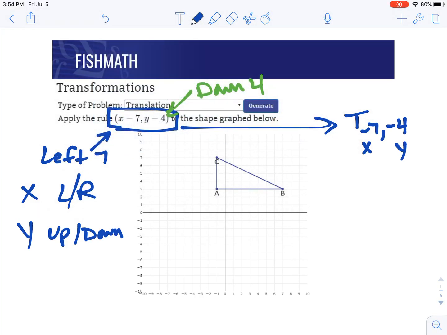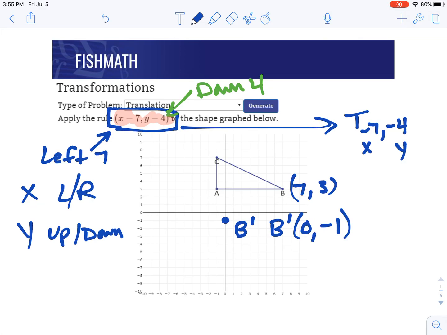So you could use the coordinates themselves, or you could do it all in the grid. Doesn't really matter. If I look at B here, B is at 7, 3. So I could just take those coordinates and subtract 7 from the x and subtract 4 from the y, just applying that rule that we're given for the transformation. So the new point, B prime, would be 7 taken away from 7 would be 0, and then 3 minus 4 would be negative 1. So the new coordinates there would be 0, negative 1, which would be 0 over on the x-axis, negative 1 down on the y-axis, which is why that would be B prime right there.